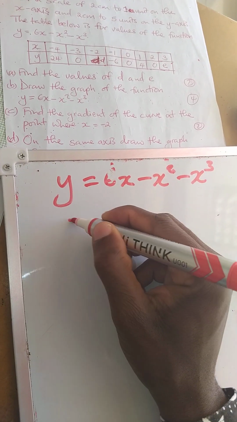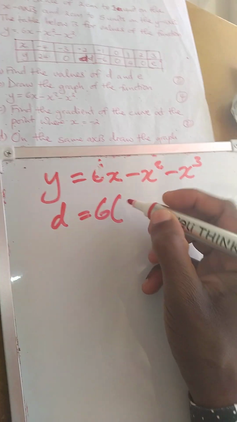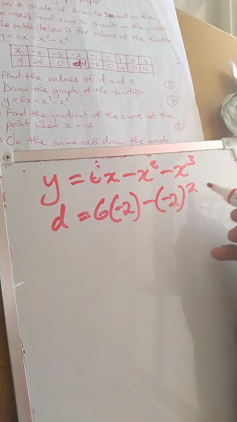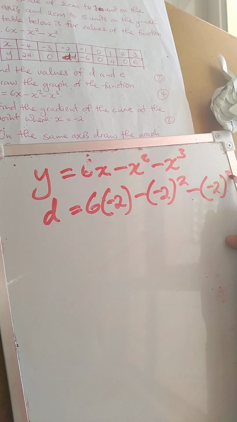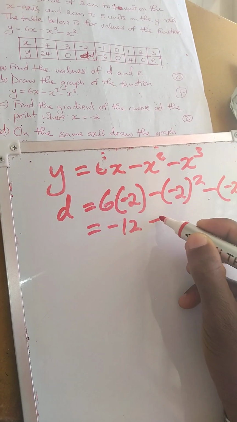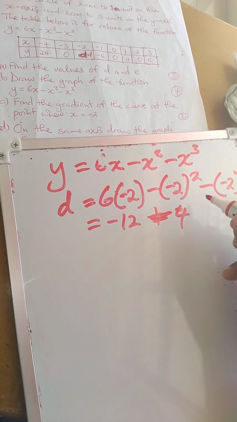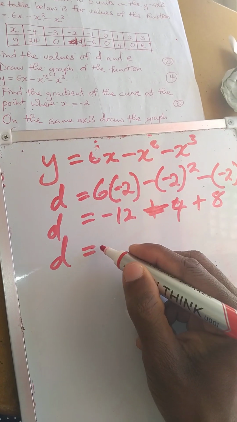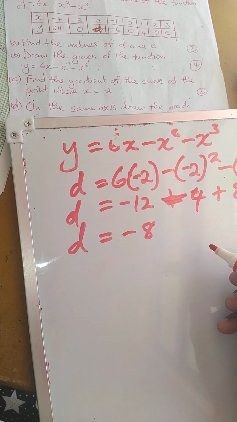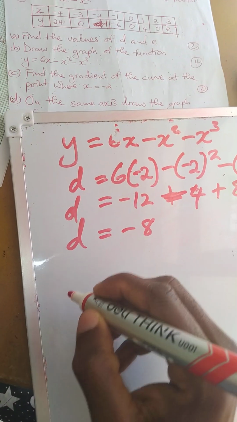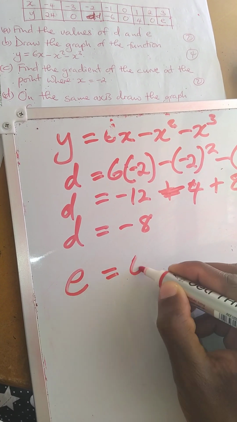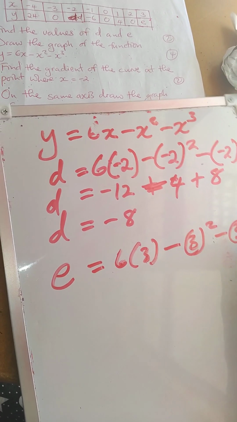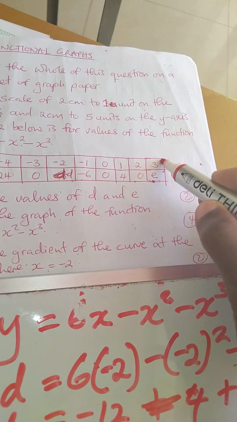Here d represents this one, which says 6 open bracket negative 2, minus negative 2 squared, minus negative 2 cubed. So here we see minus 12 plus minus 4, then plus 8. So we see d is equal to negative 8. Then e is equal to 6 times 3 minus 3 squared minus 3 cubed, and e is equal to negative 18.